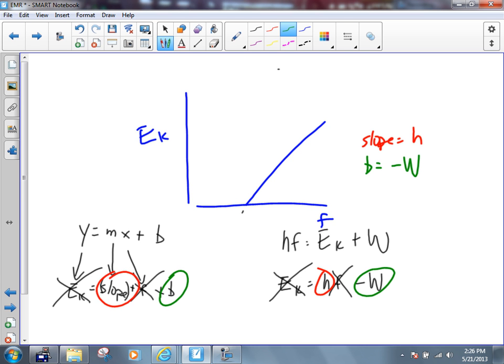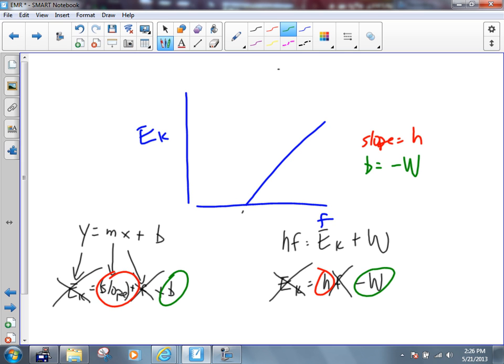How do you think we found the value of Planck's constant? How do you think we know it's 6.63 times 10 to the minus 34? Well, we know it because a graph of Ek versus f gives us a slope of 6.63 times 10 to the minus 34. That's how we know it. How do you think we know the work function of a particular metal? We plot a graph of Ek versus f for that metal, take the y-intercept. That gives us the work function.